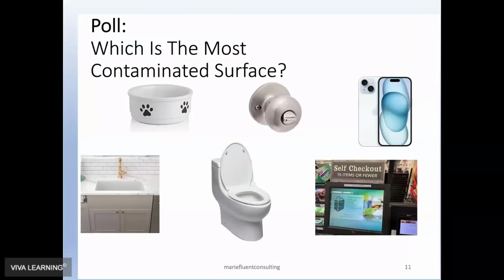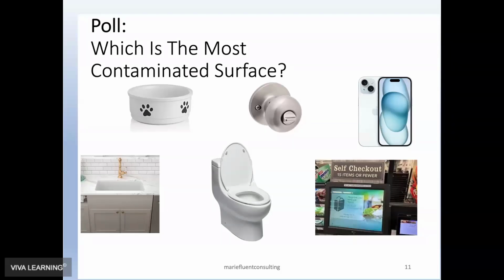Now, here's another interesting morsel of information for you. And if you were live in front of me, we would take a poll. Which do you think is the most contaminated surface? Your pet food container, a contaminated doorknob, your cell phone, a kitchen sink in the surrounding area, a toilet or a toilet seat, and the final image is that of a checkout counter in a grocery store where lots of people are touching it on a day-to-day basis.